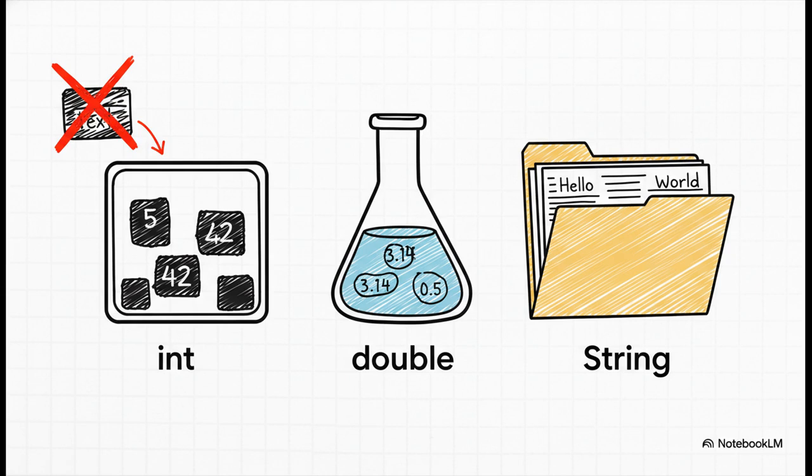Okay, so here's the best way to picture this. Just think of every variable you create as a special container. An int variable, that's a container perfectly shaped to hold only whole numbers. A double container is for numbers with decimal points. A string container holds text. Each one has a specific job, and you can't just cram the wrong stuff into the wrong box.